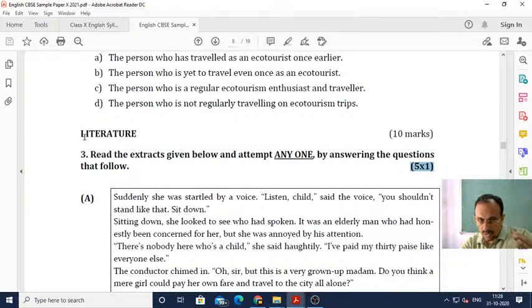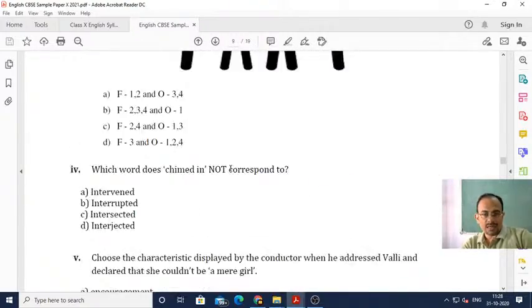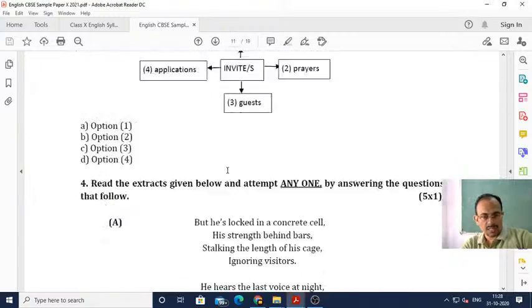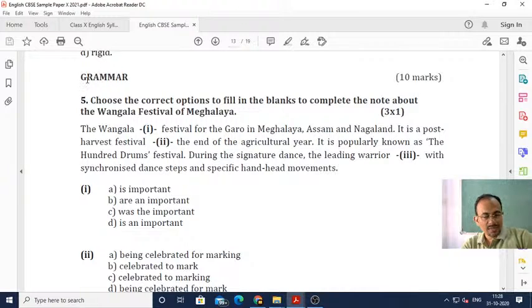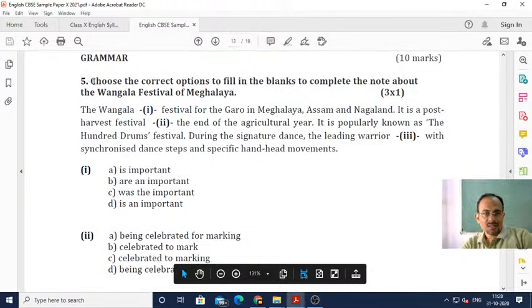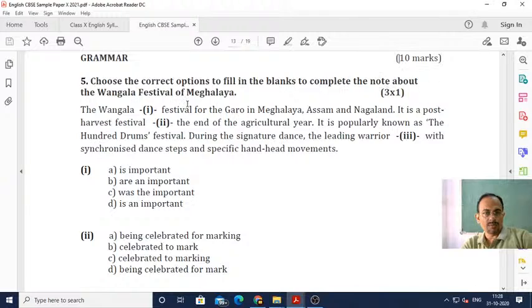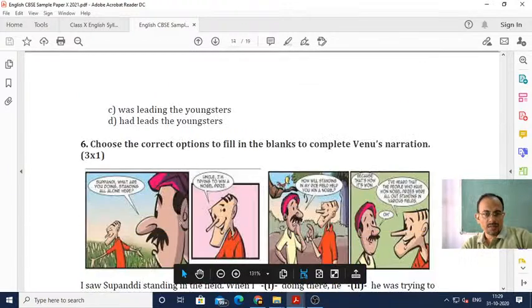So what CBSE is doing is giving all the objective type questions first, meaning MCQ questions first, and then all the 1 mark, 2 mark, 3 mark, whatever. See here, literature 10 marks, so they are giving 10 marks together immediately after reading, and after reading literature, multiple choice questions they are giving, and then after literature multiple choice questions, they are giving grammar. You see, in grammar they are giving the multiple choice questions now. So what is this? Choose the correct option to fill in the blanks to complete the note about the Wangala festival of Meghalaya. See here, gap filling questions they are giving. This is a gap filling question.